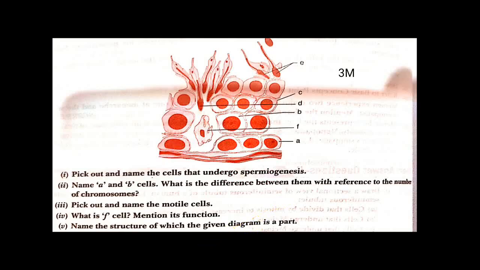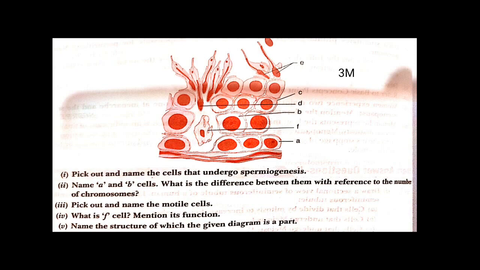Okay. Now, first question. Pick out and name the cells that undergo spermiogenesis. I hope you have written down all the assignment and the notes and have seen all the video lessons. Here I am not going to tell you what is spermiogenesis or what is spermatid, we will just see how to write the answer. First you have to pick out and name the cells, that means A, B, C, D. From here you have to pick. Now D is the cell that will undergo spermiogenesis.